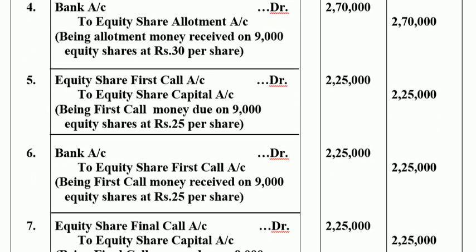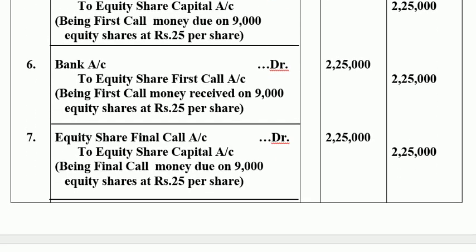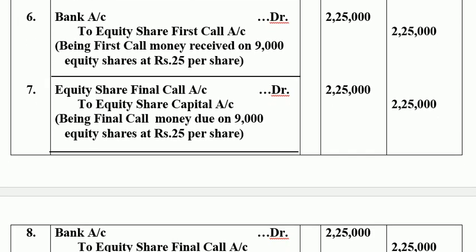Next entry number 6 will be for receiving your first call money, that is third installment received. The entry goes number 6, bank account debit to equity share first call account, being first call money received on 9,000 equity shares at rupees 25 per share, which makes it 2,25,000 for debit and 2,25,000 for credit.